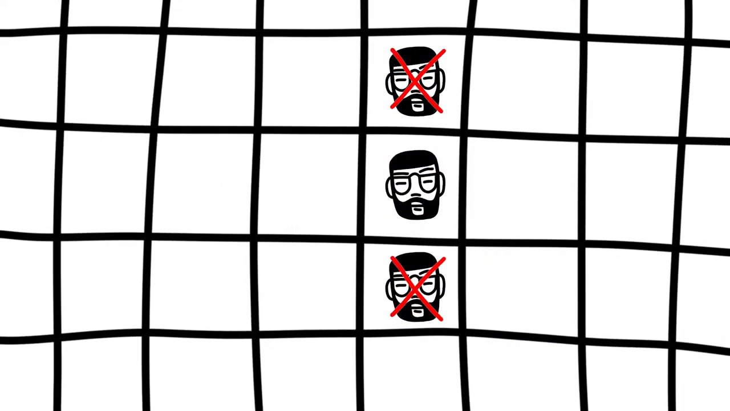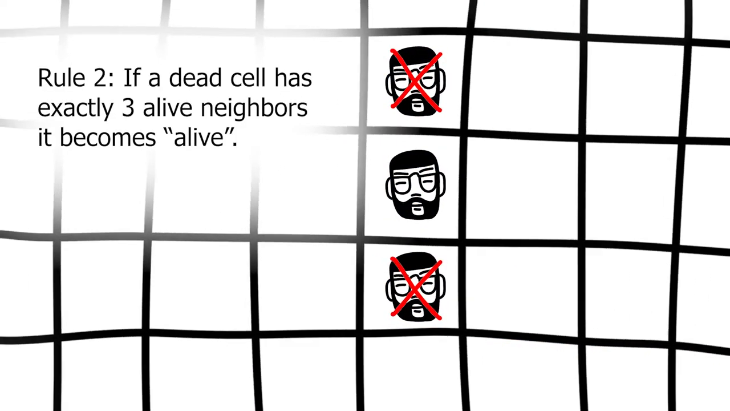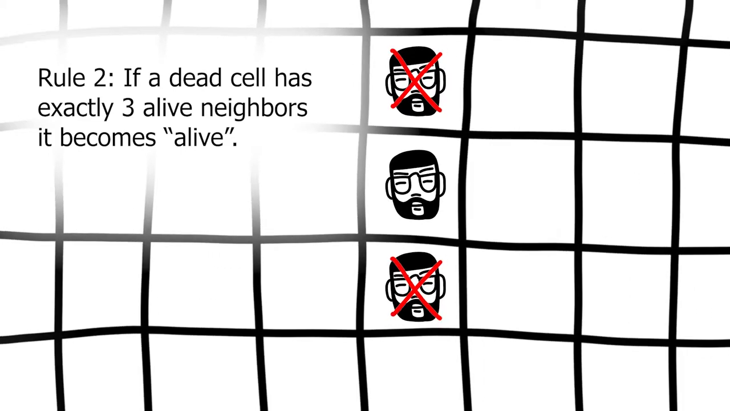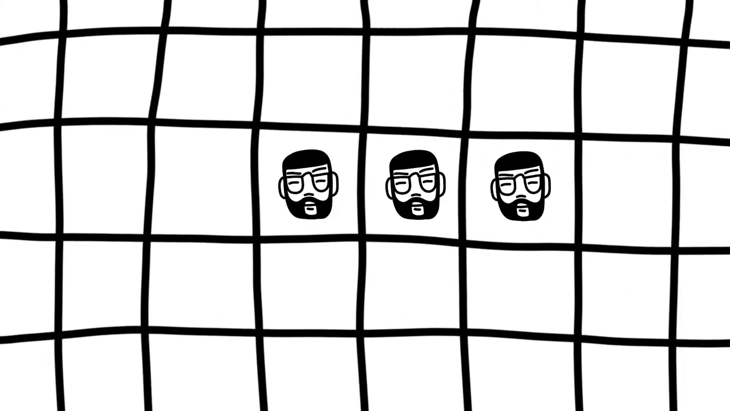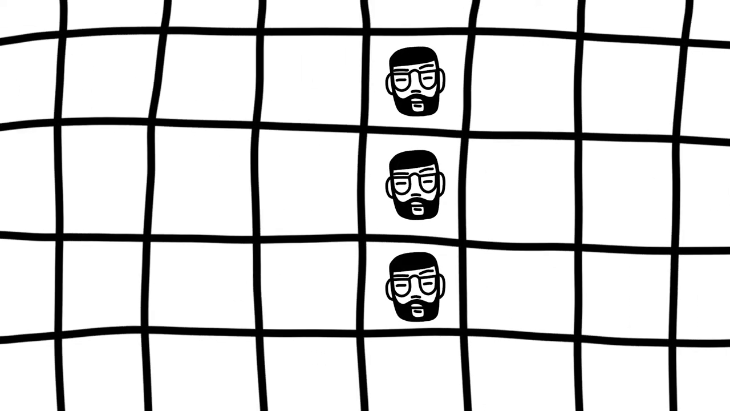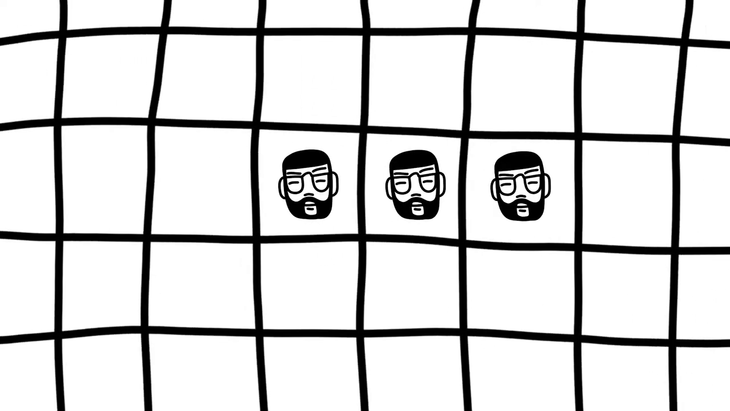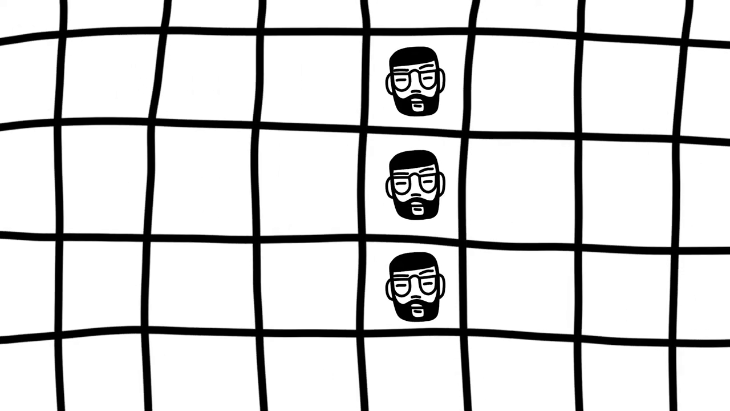Now if we look at the neighbors of each alive cell and focus on only the dead cells, we can apply rule 2. If these dead cells have exactly three alive neighbors, I'll mark these to become alive with a circle. Now with the changes marked, we can move on to the next generation. Now, looking at this new generation, you can imagine what the next generation is going to look like, and the next after that, and the next after that.